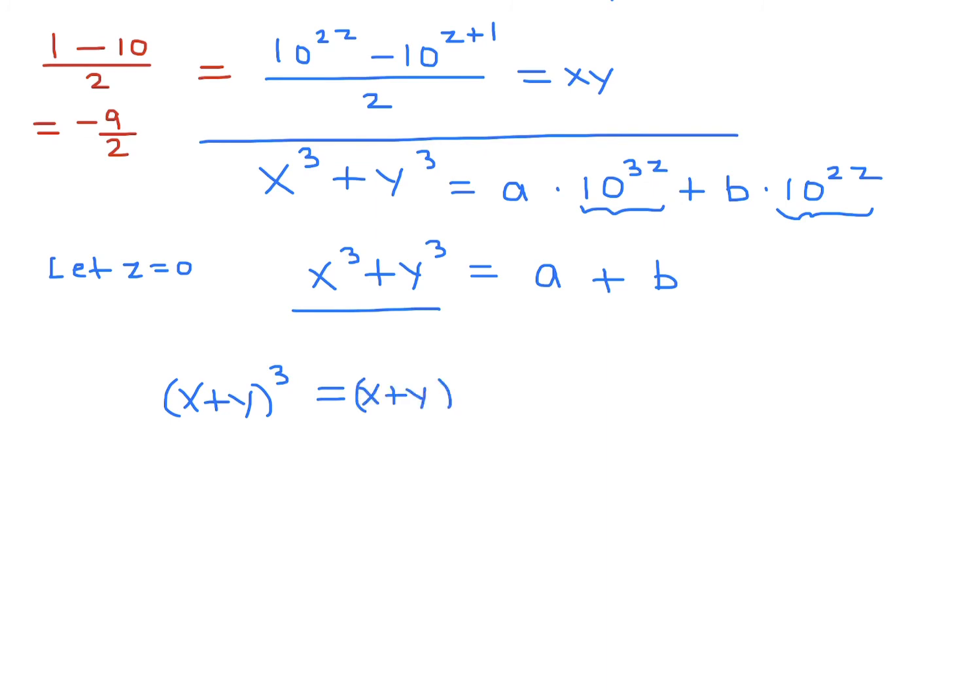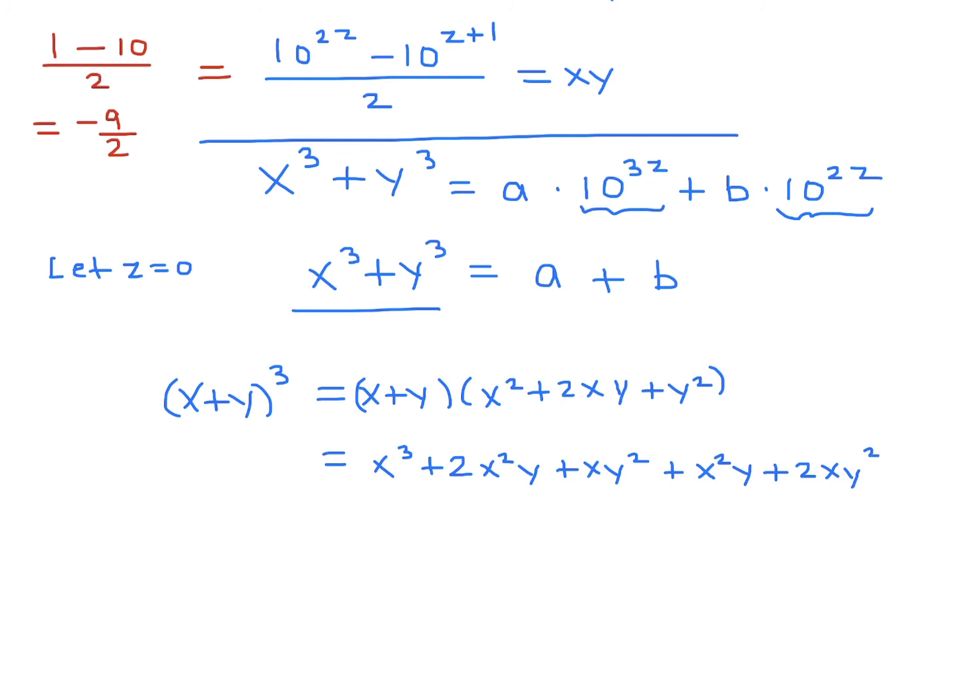(x plus y)(x squared plus 2xy plus y squared). And then if you expand that, you get x to the power of 3 plus 2x squared y plus x squared y plus 2xy squared plus xy squared plus y to the power of 3. Grouping these together, we have x to the power of 3 plus y to the power of 3, and then we have 3x squared y plus 3xy squared. And that's all equal to (x plus y) to the power of 3.